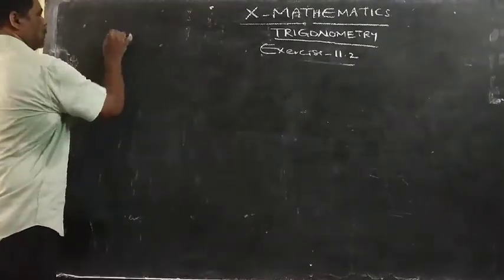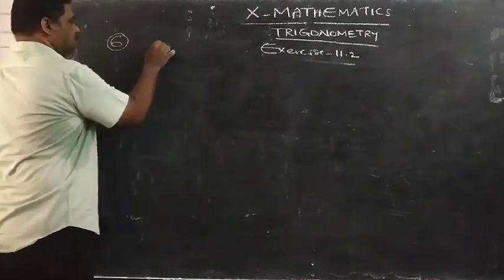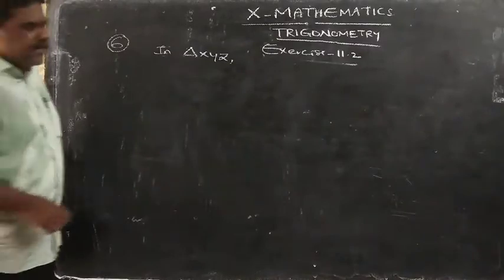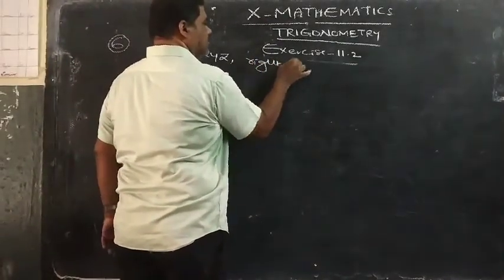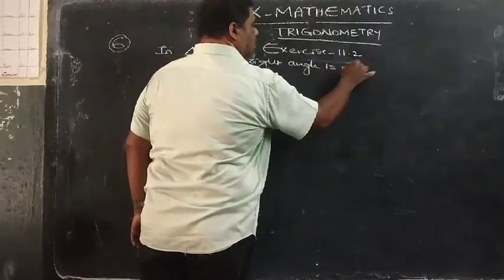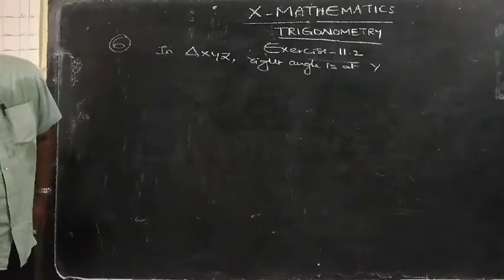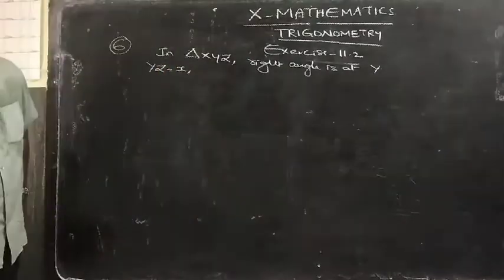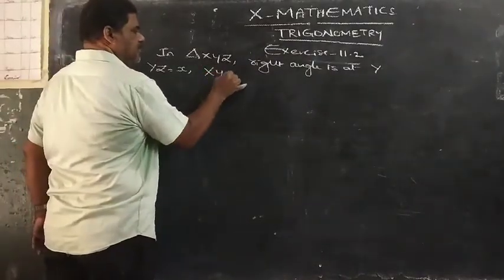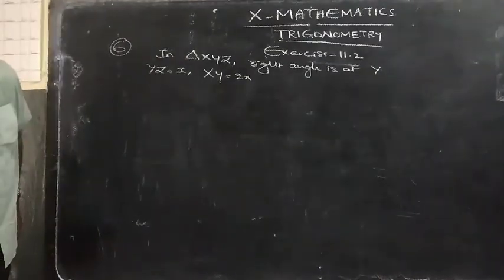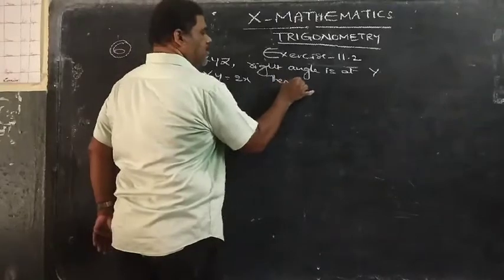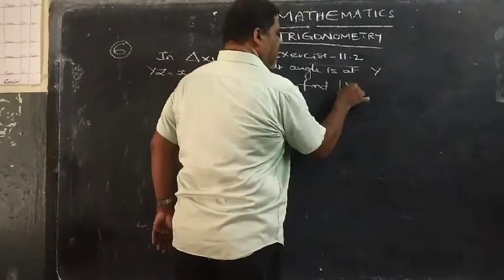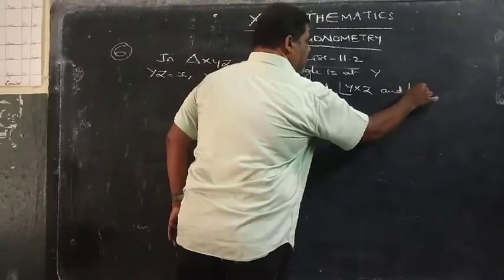Right, question number 6. In triangle XYZ, right angle is at Y. YZ is equal to x and XY is equal to 2x. Then find angle YXZ and angle YZX.